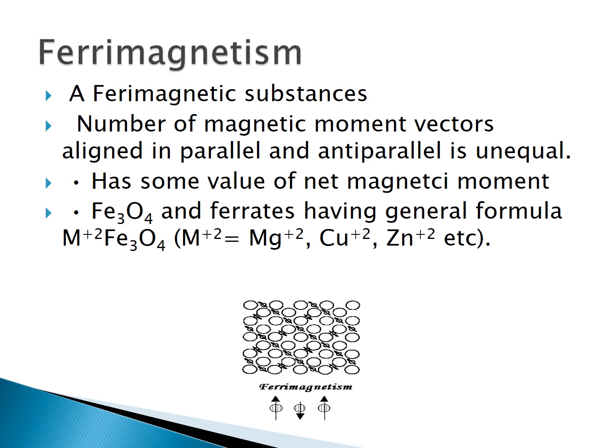The compounds which show ferrimagnetism are Fe3O4 and ferrites having the general formula M+2 Fe3O4, where M+2 is a bivalent metal such as magnesium +2, copper +2 and zinc +2. Here is the pictorial representation of a ferrimagnetic substance in which the magnetic moment of one side is not equal to the magnetic moment of the other side. One is upward, second is downward, and third is also upward.